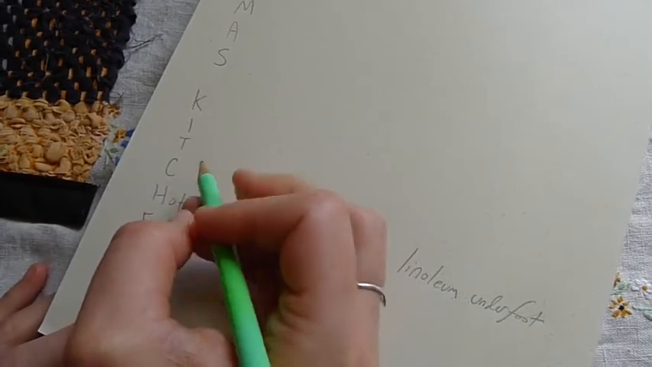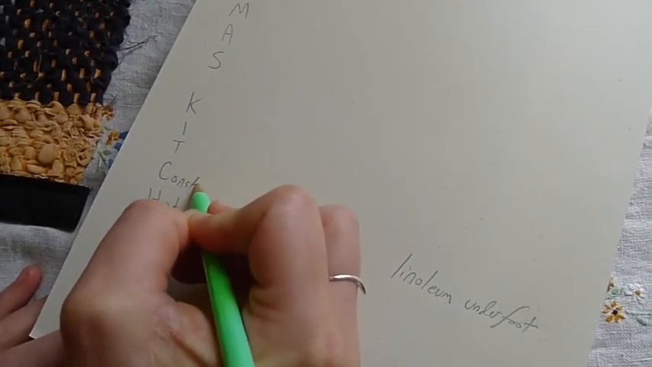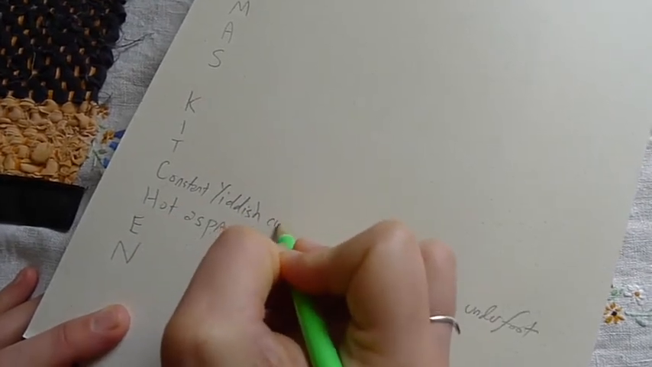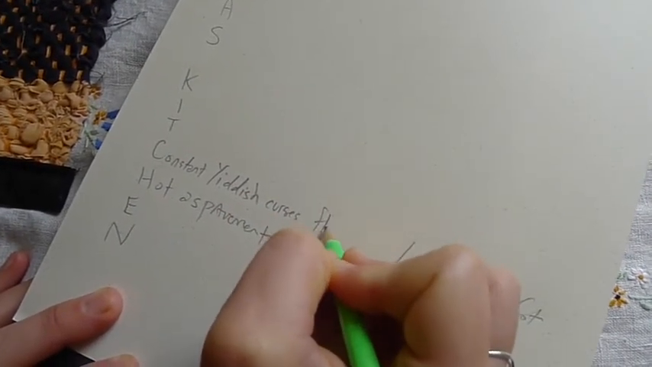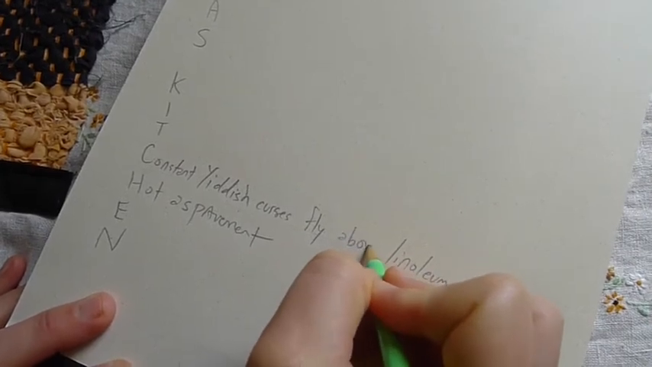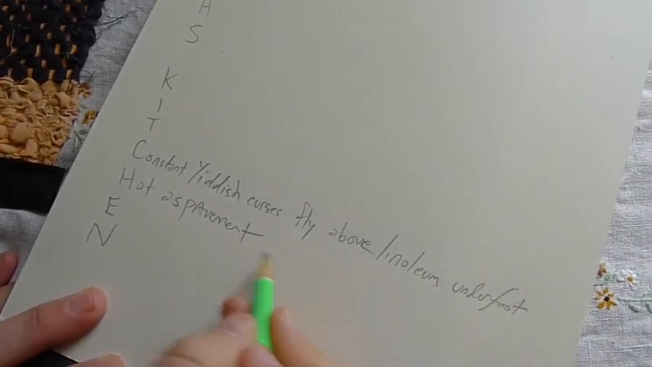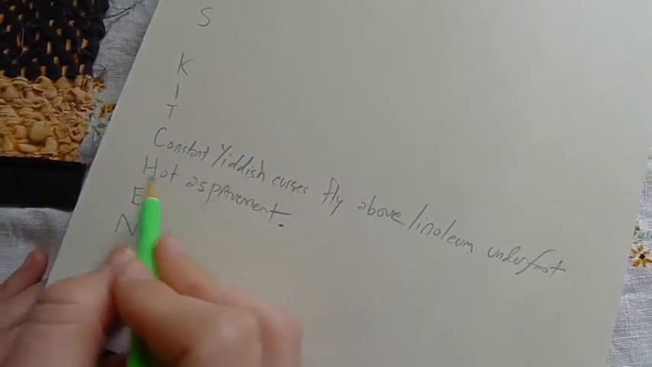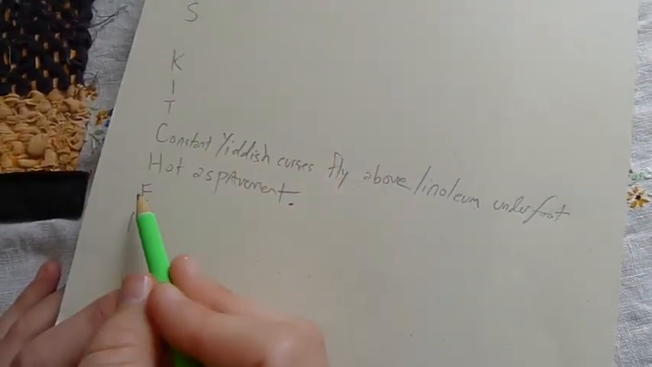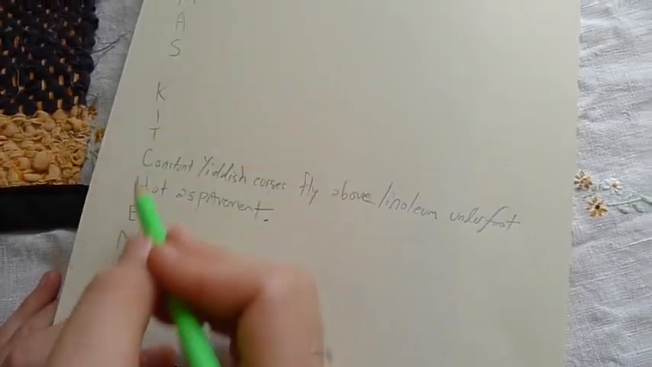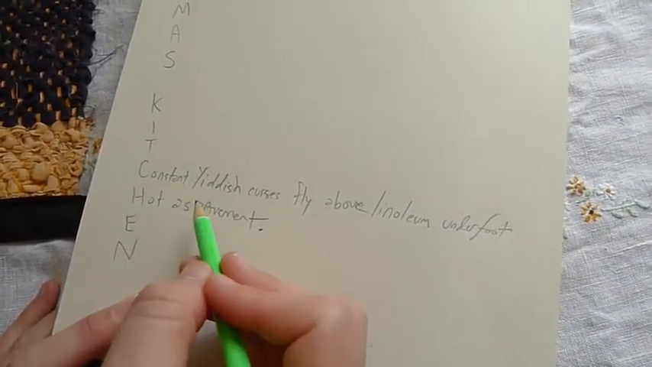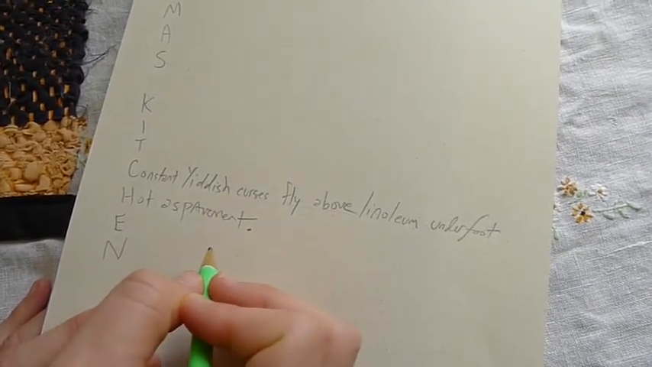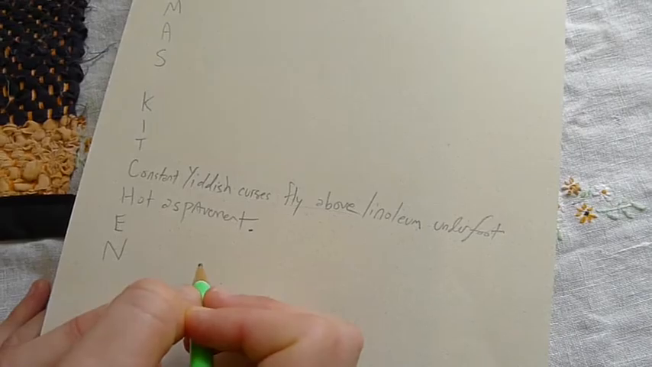Maybe, since I'm thinking of my grandma's kitchen, I'll say, constant Yiddish curses fly above linoleum underfoot, hot as pavement. So see, you have to do some creative thinking here to figure out how to work with these letters that limit you in a certain way, but also will maybe give you some surprises in other ways. Pause the screen here and work on your own acrostic poem for as long as you'd like.